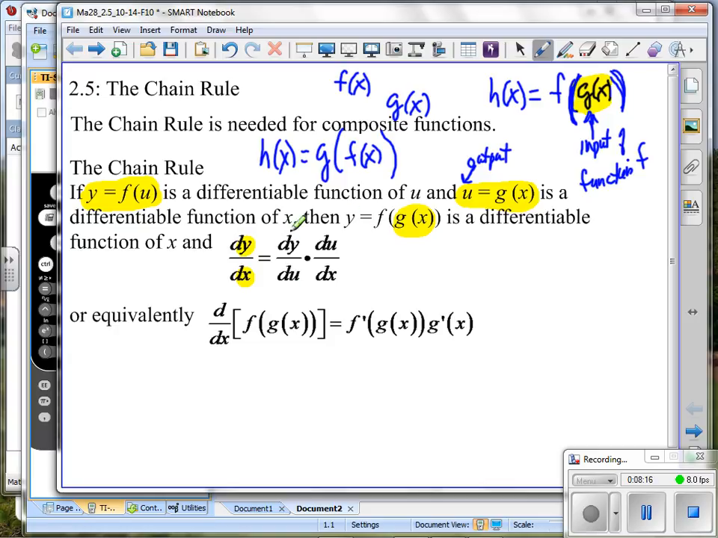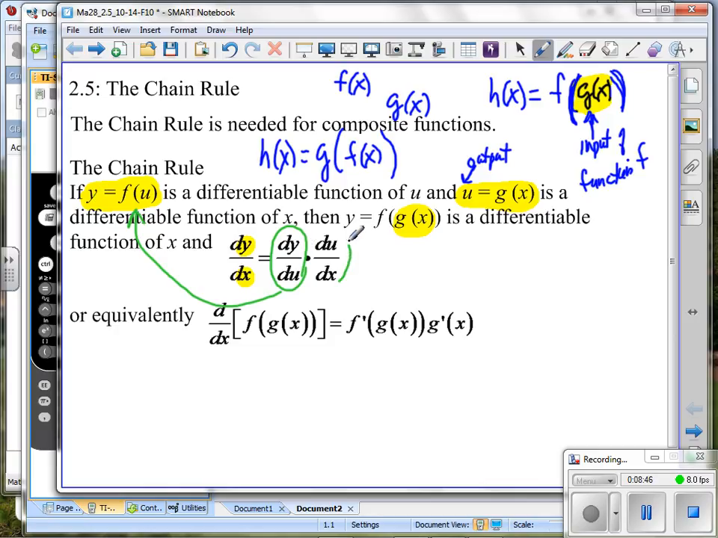Well, what about dy du? Yeah, look at the input, look at the output. This derivative goes with that, because the input is u and the output is y. The input is u and the output is y.